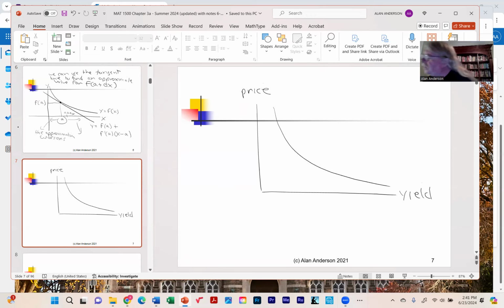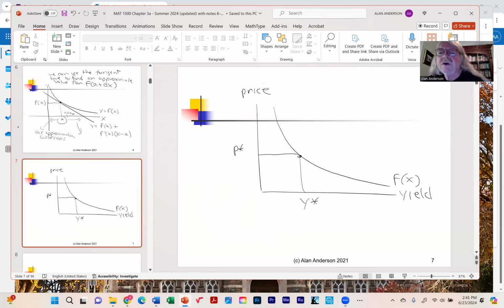The problem is this curve that we're seeing here doesn't have an explicit formula. There's no equation that tells us all the values along this curve. We only observe them in the market. In other words, we have observations on different yields and prices. So if you're, let's say, right here today, you have a bond whose price is here and whose yield is here.